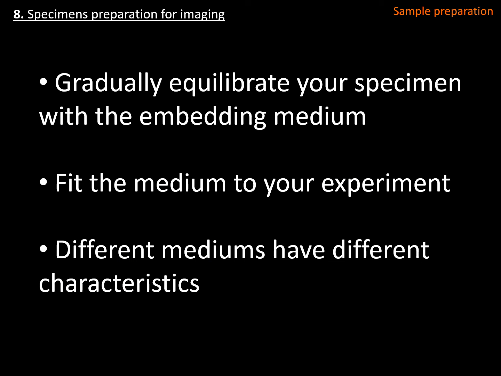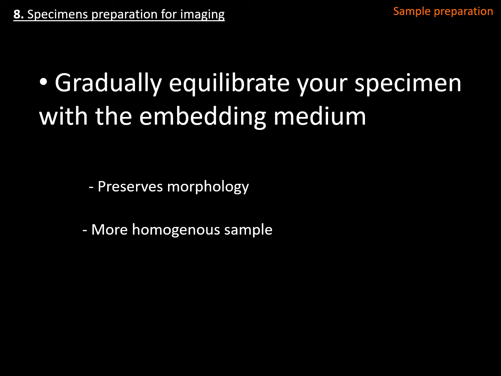You still have to prepare your specimen for imaging, and you have to bear in mind 3 key points. You have to gradually equilibrate your specimen with the embedding media, you have to fit the medium to your experiment, and different mediums have different characteristics. You have to gradually equilibrate your specimen with the embedding medium in order to preserve the morphology, and also to have a very homogeneous sample so that when you are imaging you don't create artifacts just because one part of the sample is less transparent than the other.